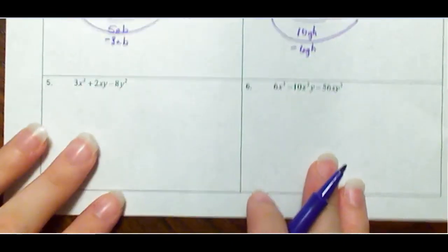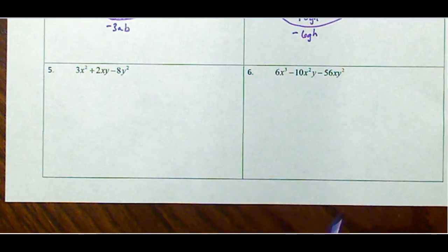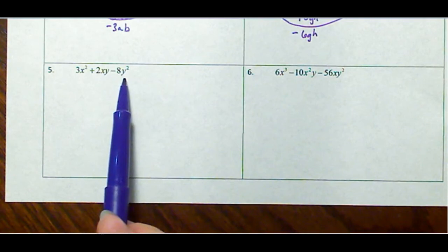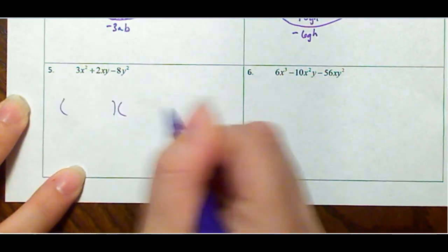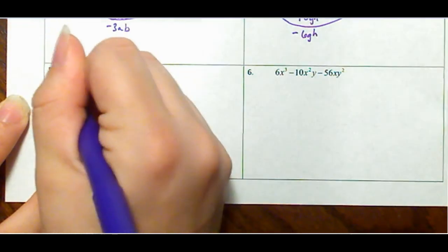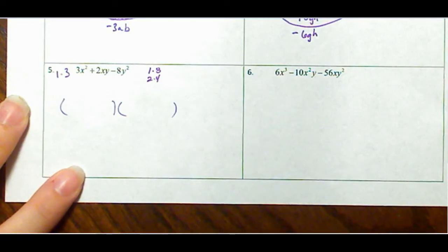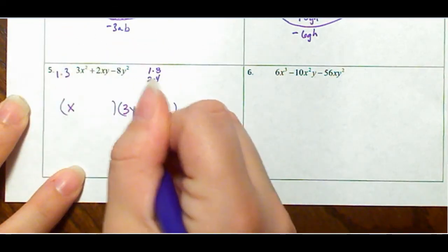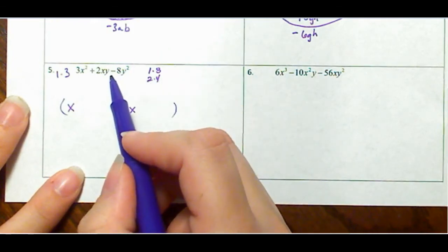Alright, number 5. Now, this one's got more numbers in front of it, but it's done the exact same way. So we start by checking for a greatest common factor: 3x squared, 2xy, 8y squared, nothing in common. So we're going to factor this. Remember, 1 times 3, 1 times 8, and 2 times 4. So the good news is the only factors we have for x are going to be 1x and a 3x. Now unfortunately, our signs are going to be different, so we can't lock those in.